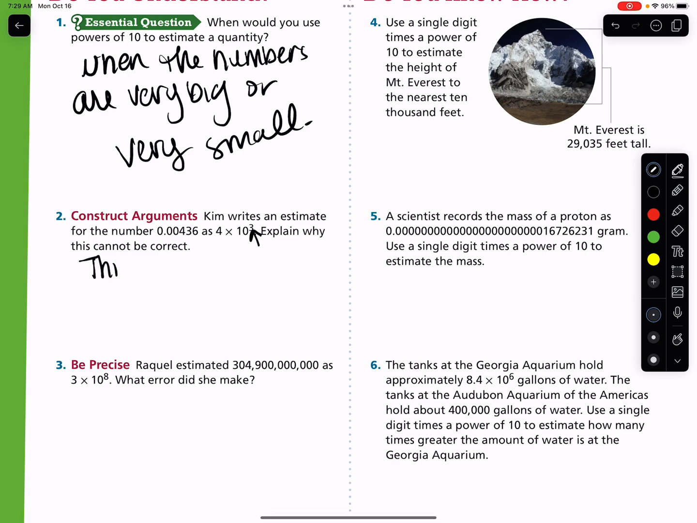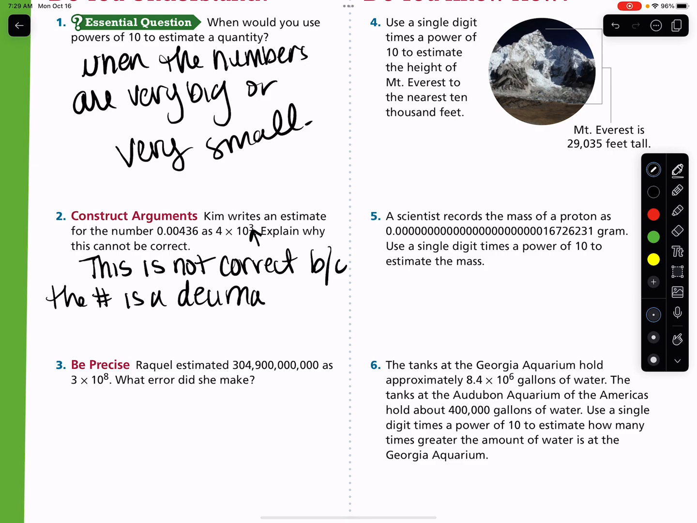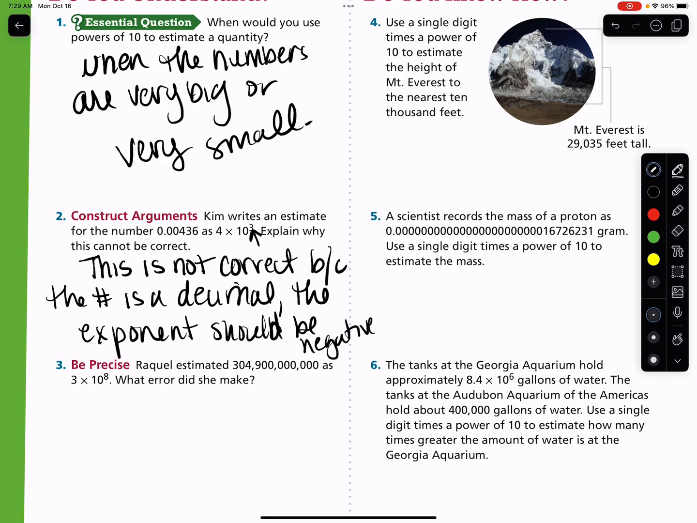This is not correct because the number is a decimal. The exponent should be negative. So this person rounded the big number. Those are thousands, millions, billions, trillions, maybe.